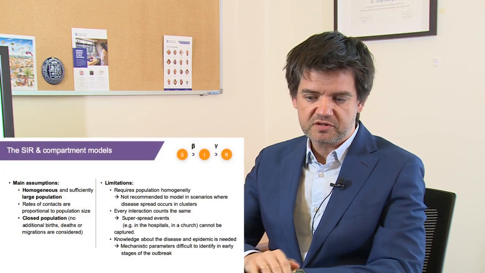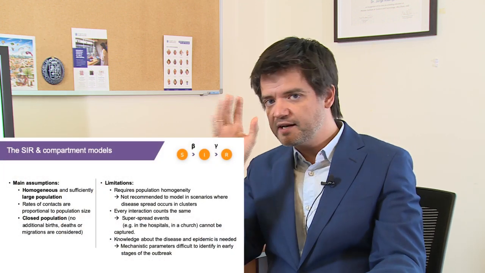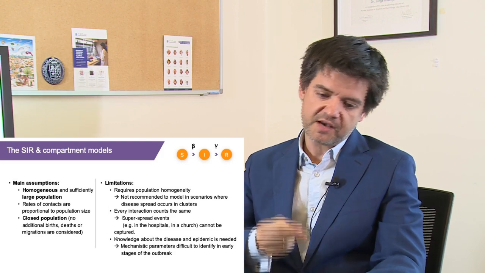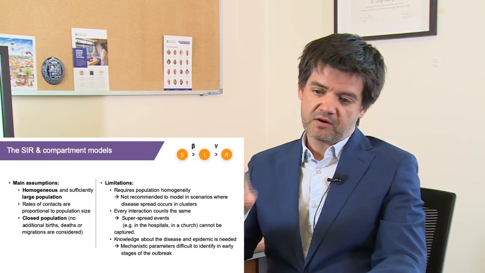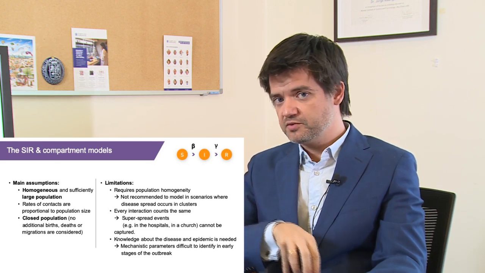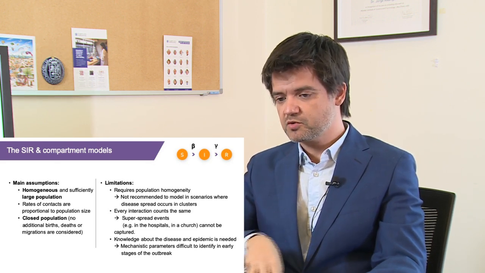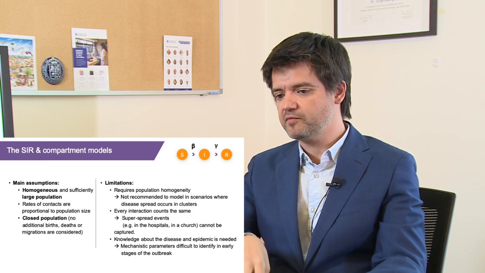Okay, then what are typically the assumptions of these kinds of models? If we want to use these models, we need to remember what I said at the beginning, which is that all models are wrong, including these ones. They are wrong because they make assumptions. We need to make assumptions to be able to use this model. So what are the main assumptions of the SIR type of models?